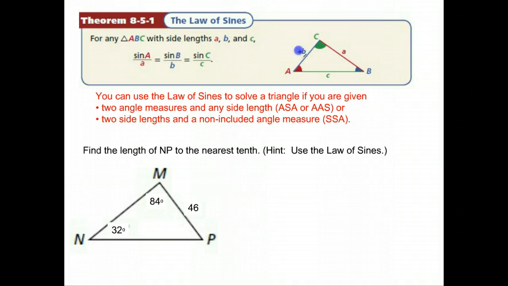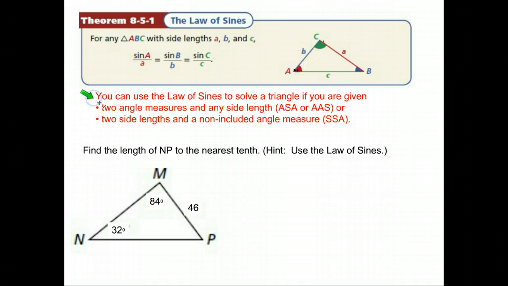So notice that the little a, little b, little c, those are the lengths of the sides. The capital A, capital B, and capital C, those are the angle measures. Also notice that capital A, the angle A, is across from the side length a. Capital C, the angle C, is across from the side that's length c. And capital B, angle B, is across from the side that's length b.